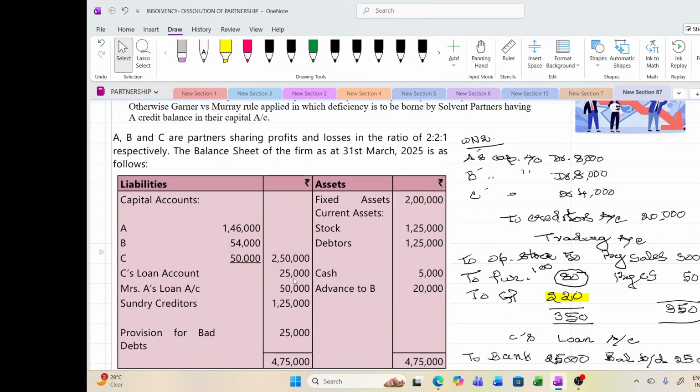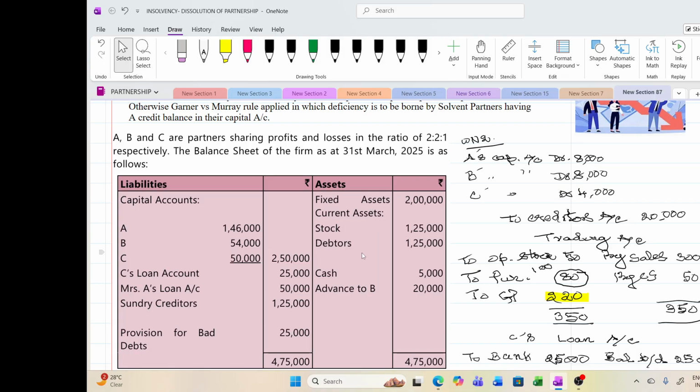Here only 2 points are tough, otherwise everything is easy. You have to understand the concept for that. If you are very clear about your concept, you will be able to do it in an easy go. So A, B, C are partners, their ratio is 2 is to 2 is to 1.